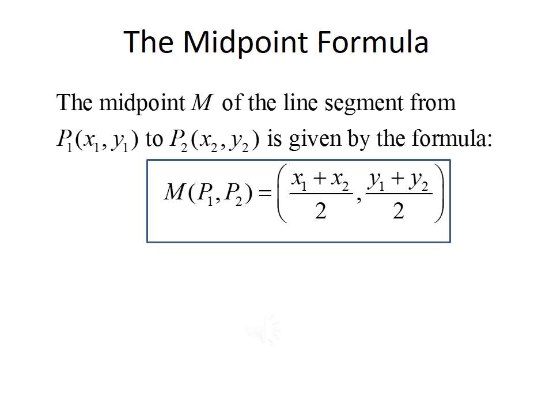Finally, we want to be able to use the midpoint formula. The midpoint is the point that falls in the very middle of the segment between 2 points. So by definition, the midpoint M of the line segment from point 1 defined at x1, y1 to point 2 defined at x2, y2 is given by the formula M of p1, p2 is equal to x1 plus x2 over 2 as the x-coordinate and y1 plus y2 over 2 as the y-coordinate.